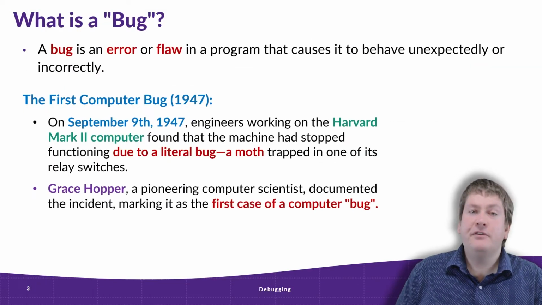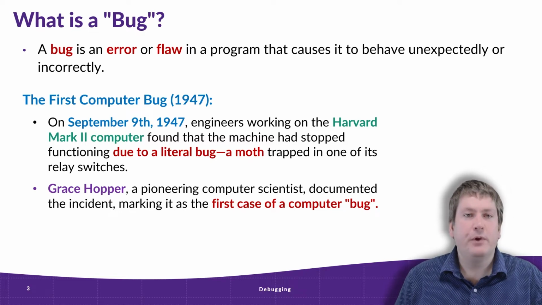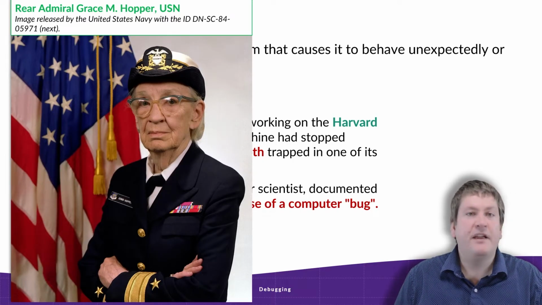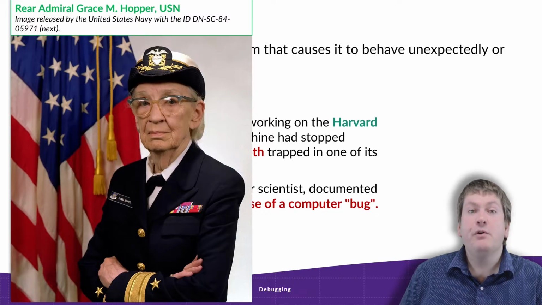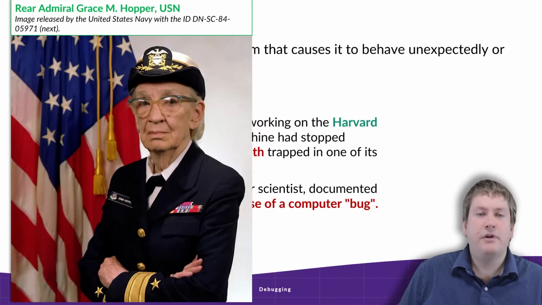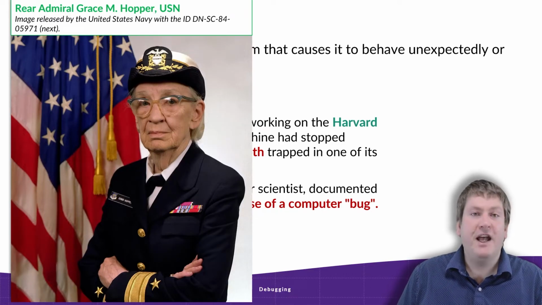In any case, it was Grace Hopper, who's a famous figure in computer science history and a pioneer for computer science, who documented this incident and marked it as the first case of a computer bug. If you're not familiar with Grace Hopper, she was a computer scientist with PhDs in both mathematics and mathematical physics, and she rose to the rank of Rear Admiral in the US Navy. She's most notable for being the inventor of the compiler, a piece of software that takes our high-level programming languages and translates those into low-level machine code, saving us a lot of time and effort.